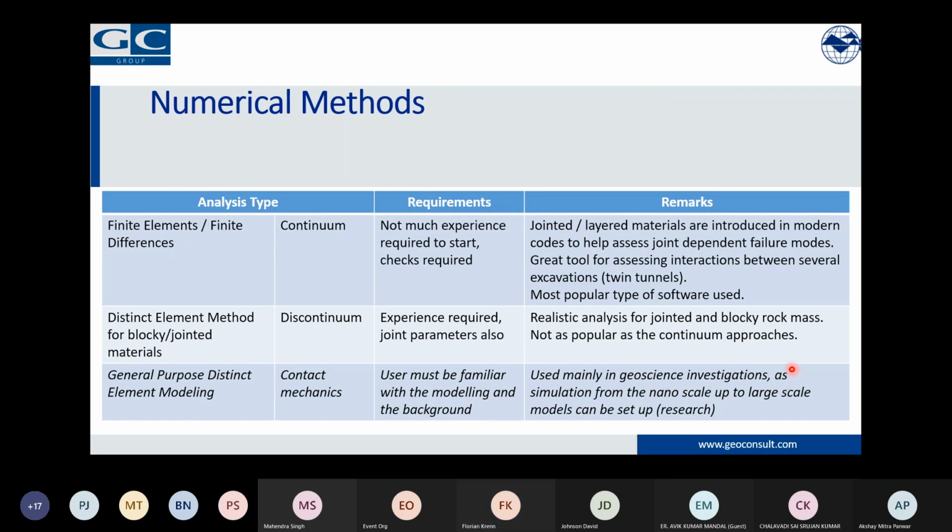And one very distinct element of this method is you simulate from nanoscale up to large-scale models. So you can simulate the development of a shear failure in a specimen. You can simulate block fall in rock mining. It's possible. So here the scale effect can be taken care of.